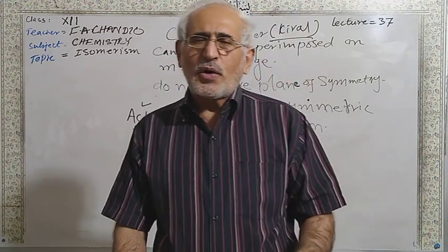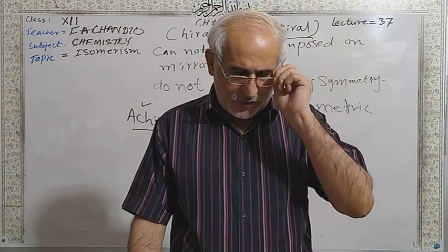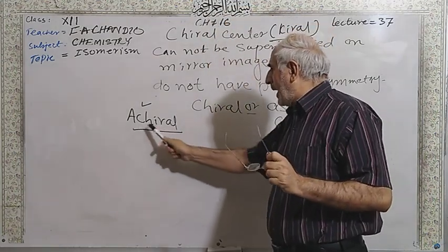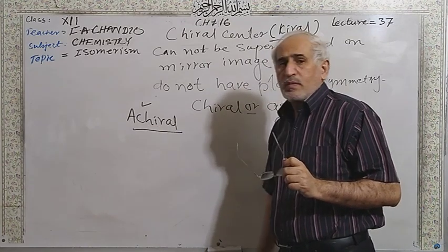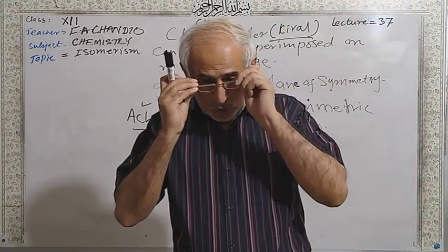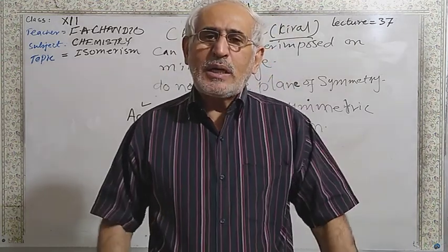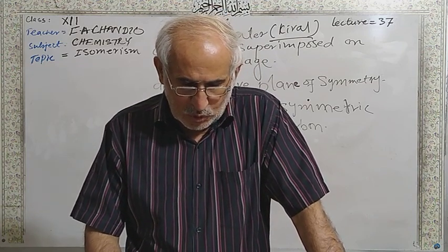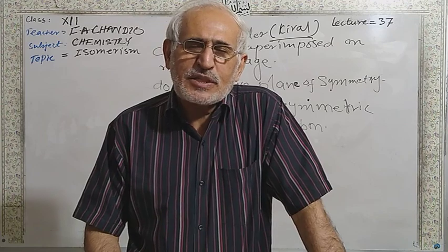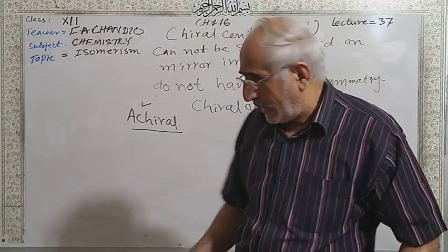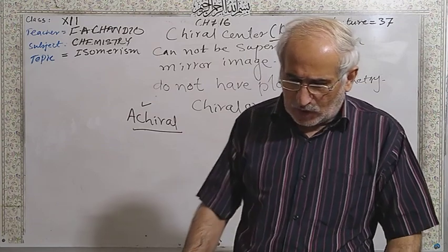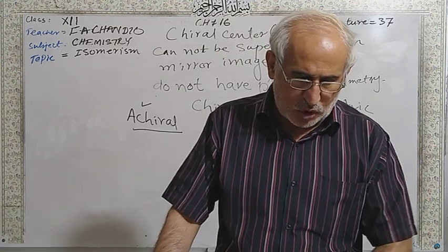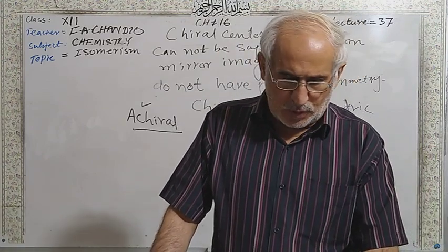So this is very important and you must be clear on it. What is the difference between chiral and achiral? Chiral objects cannot be superimposed on their mirror image. They do not have a plane of symmetry. But achiral molecules have a plane of symmetry. Already I gave you the examples so you can differentiate both. Many examples are given in your book.